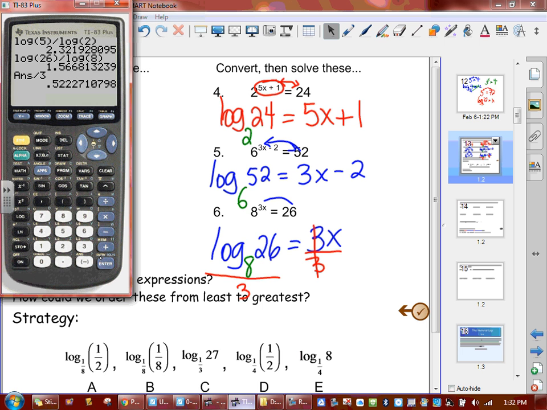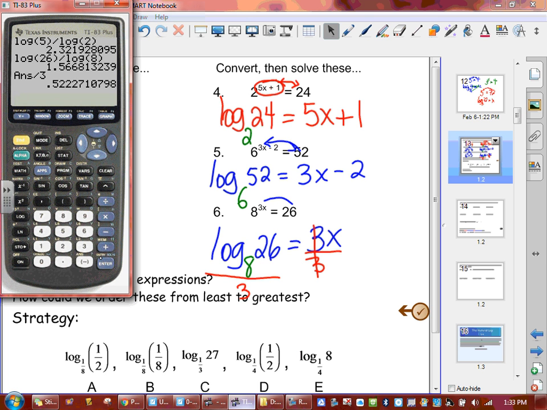Everybody got those? So, first thing you're going to do, you're going to type in log 26, divide by log 8. Close the bracket, hit enter. Divide by 3. Okay? Alright, let's go to the next question.